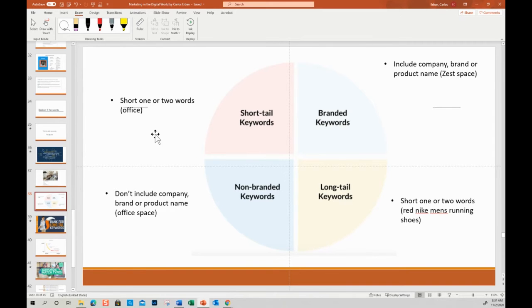So now I notice I was using 2 different examples. I was using the shoes example. So you have in your past stream the shoes example. So the short tail keyword would be shoes. Okay, so let's use this. The branded keyword for shoes would be, let's say, Nike, right? And the non-branded, let's say, is running shoes. But then the long tail keyword, which is a lot more specific, is red Nike men's running shoes.